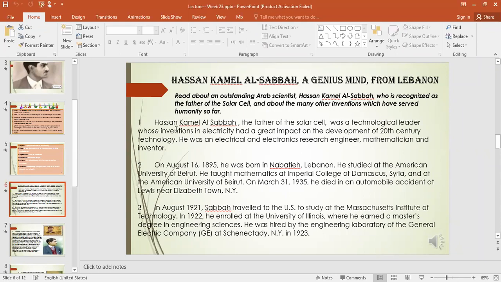So they called him the father of the solar cell because he was the first person to invent something called a solar cell. And he was the technological leader. Why do you think that they said he was a technological leader? What do you mean by a leader? The boss. Very good, the boss. So as if all the people or all the inventors were following this person to see what this person invented and did. So whose inventions in electricity had a great impact on the development. What do you mean by impact? Who can remind me?